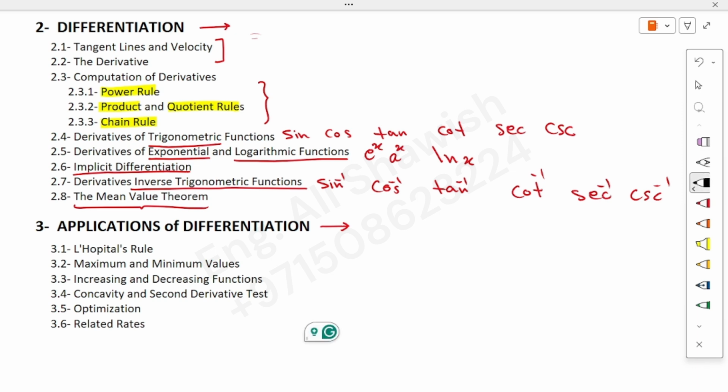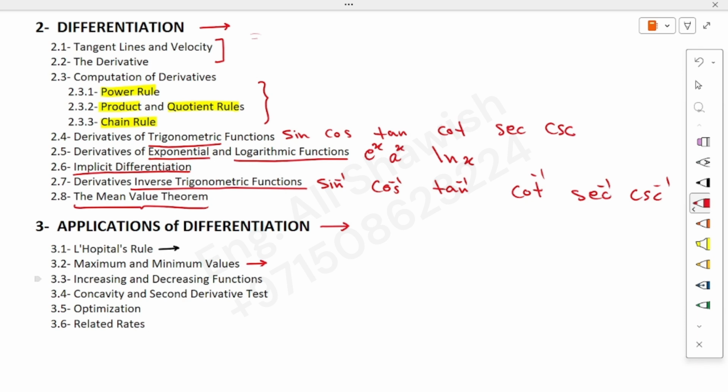After we finish the second unit, we will move to the third unit, which is the applications of differentiation. So you must understand the second unit very well. The first lesson will be L'Hopital's rule. It's a new concept. Then we will find the maximum and the minimum values of a function. The problem will be like: find the maximum value and the minimum value for a specific function, like sine x. Find the maximum value for sine x, find the minimum value for sine x, and many other functions.